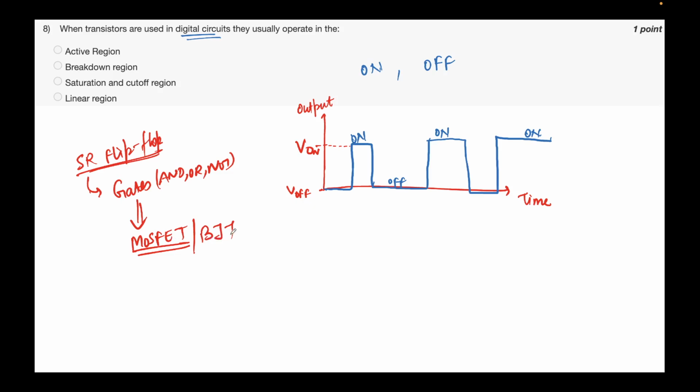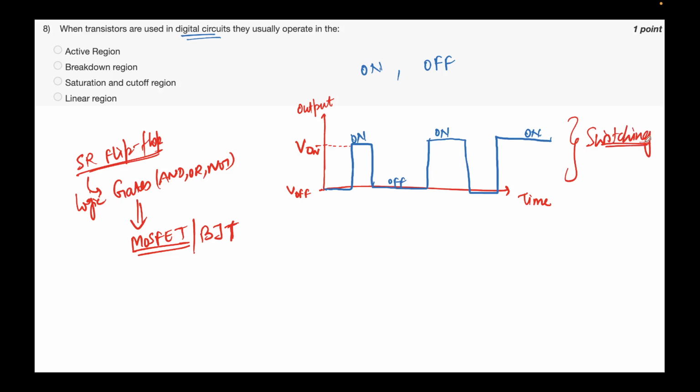These are the building blocks essentially of these logic gates, which are essentially used in your flip-flops, and the complexity just keeps on growing. Okay, so since these are the building blocks of them, this operation is known as switching. On to off, off to on, and so on and so forth.